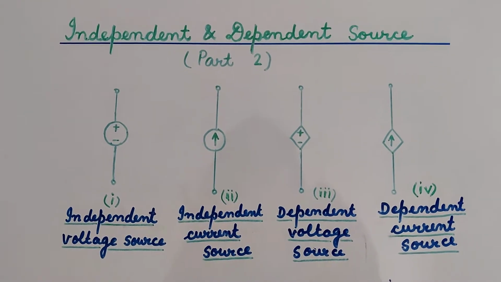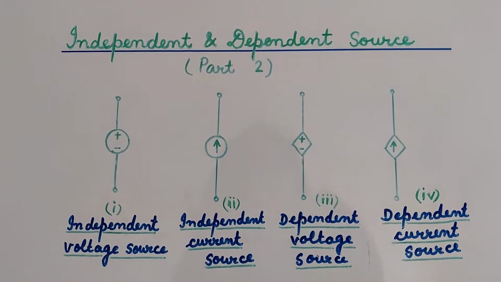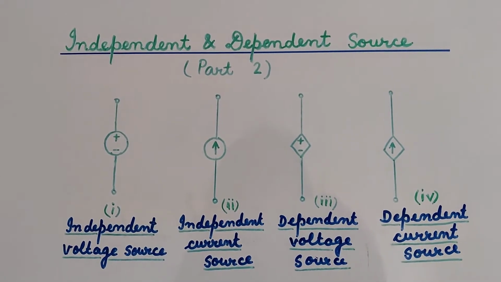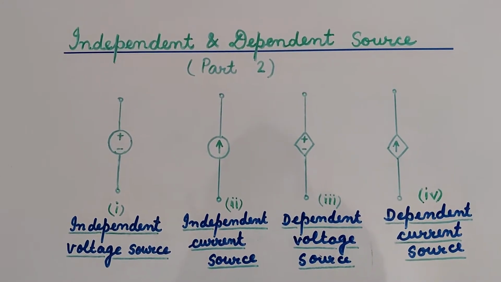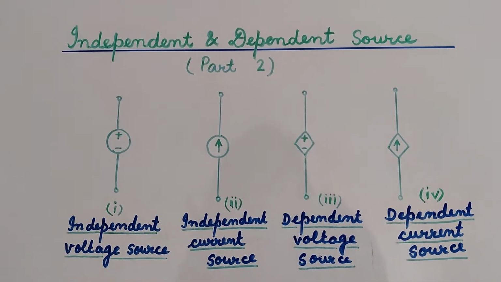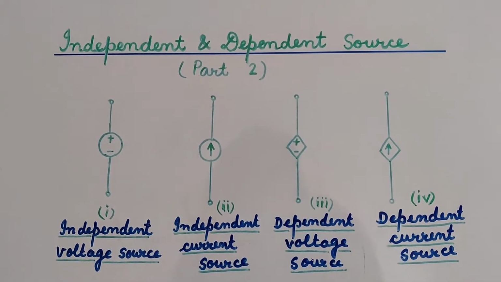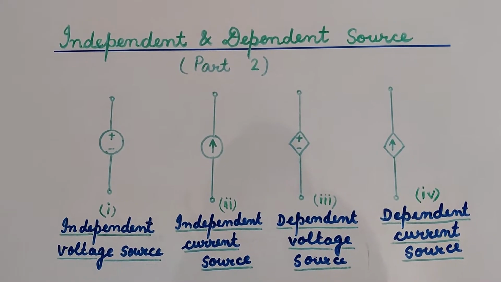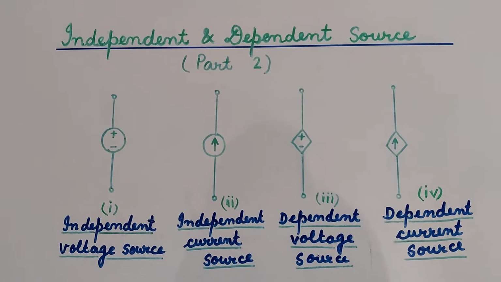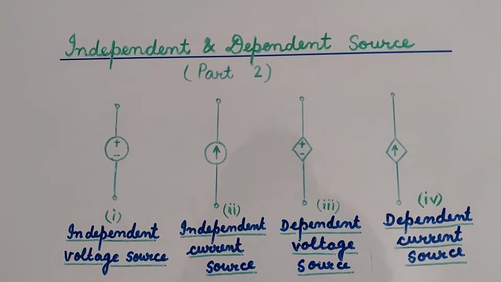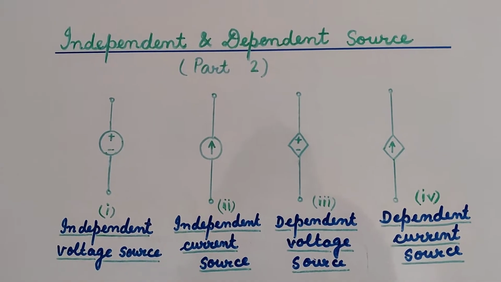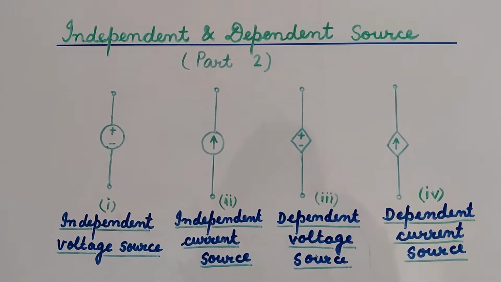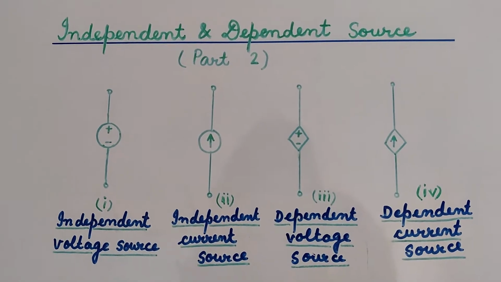Hello everyone. In this lecture, we will discuss the remaining part of the independent and the dependent sources. In the previous lecture, we discussed the independent and the dependent sources, and we came to know that an independent source is a source whose value remains constant irrespective of the value of the current or voltage flowing in any part of the circuit element.